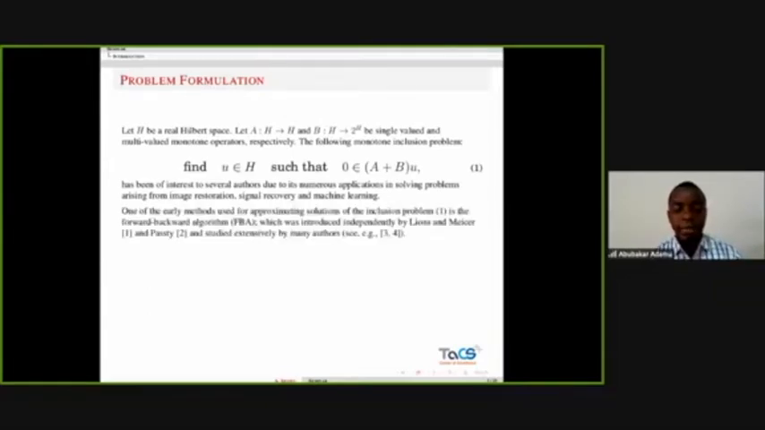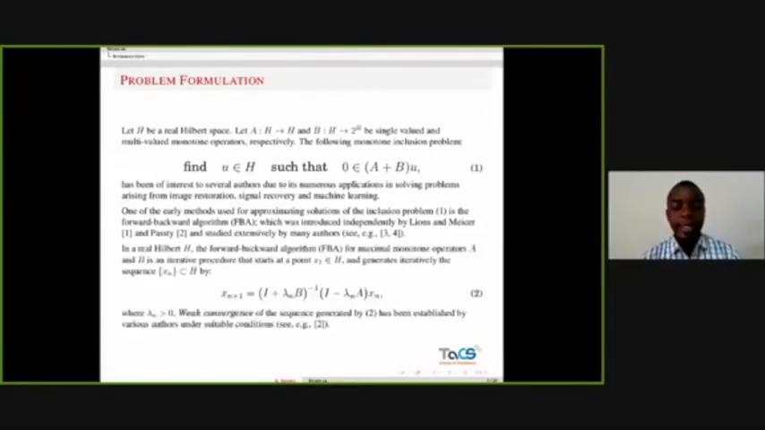One of the early methods for approximating solutions of the inclusion problem (1) is the forward-backward algorithm, which was introduced independently by Lions and Mercier and Passty and studied extensively by many authors. In a real Hilbert space H, for maximal monotone operators A and B, the forward-backward algorithm is an iterative procedure that starts at a point x1 in H and generates iteratively the sequence xn in H by solving the recurrence relation (2).